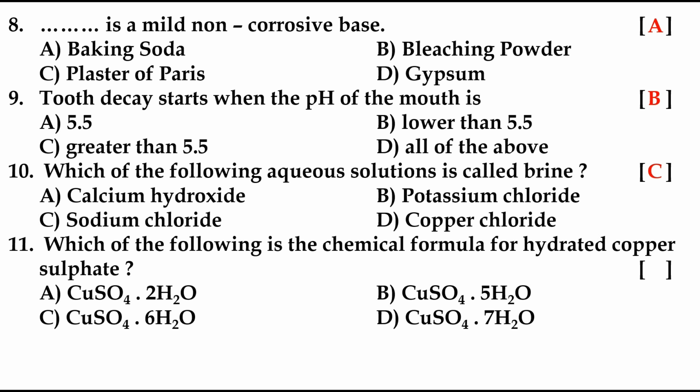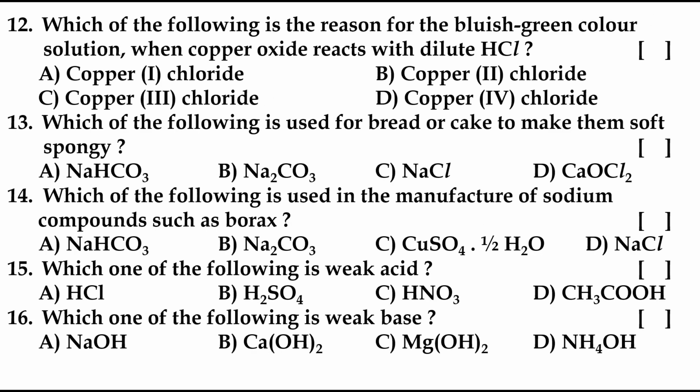11th bit, which of the following is the chemical formula for hydrated copper sulfate? A. CuSO4·2H2O, B. CuSO4·5H2O, C. CuSO4·6H2O, D. CuSO4·7H2O. Answer is option B, CuSO4·5H2O. 12th bit, which of the following is the reason for the bluish-green color of the solution when copper oxide reacts with dilute HCl? A. Copper 1 chloride, B. Copper 2 chloride, C. Copper 3 chloride, D. Copper 4 chloride. Answer is B.